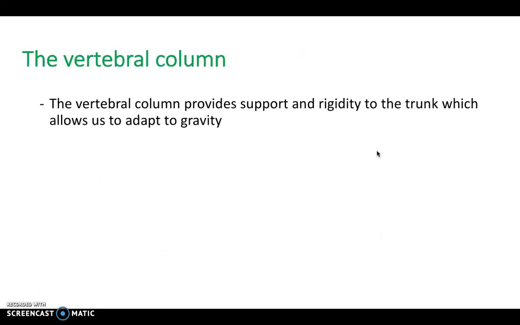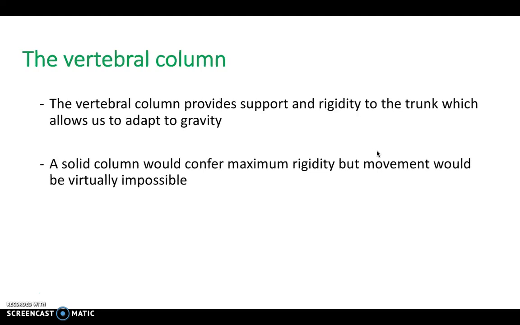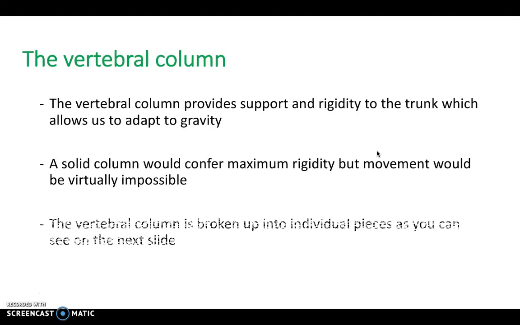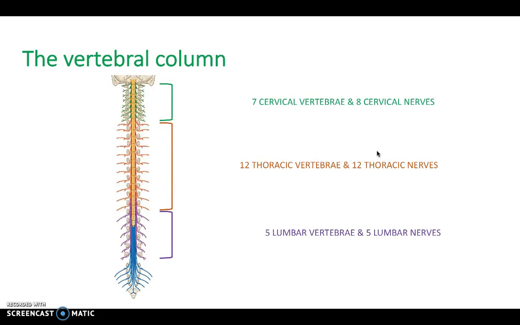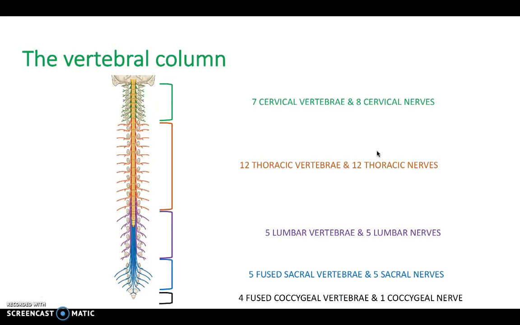Next we have a vertebral column. So this provides the support and rigidity to the trunk, which allows us to adapt to gravity. And the importance of that is it allows support and rigidity, but also allows movement. And the vertebral column is broken up into individual pieces, as you can see here on this slide. There are 7 cervical vertebrae, 12 thoracic, 5 lumbar, and 5 fused sacral vertebrae. And in between all of those, you have nerves coming off of the vertebral column as well.